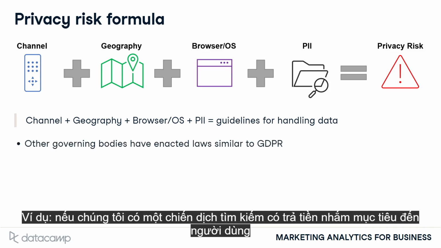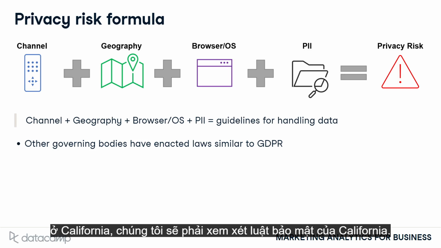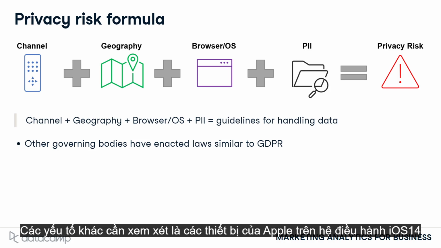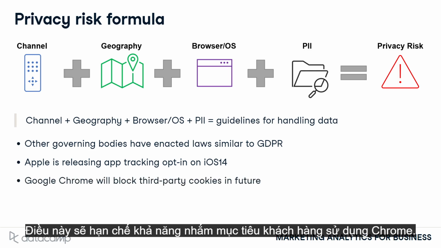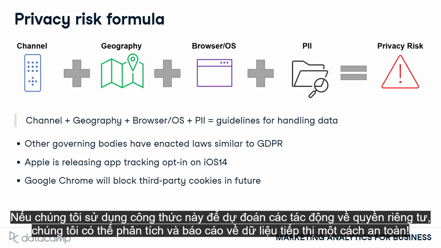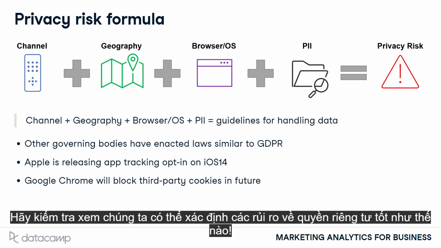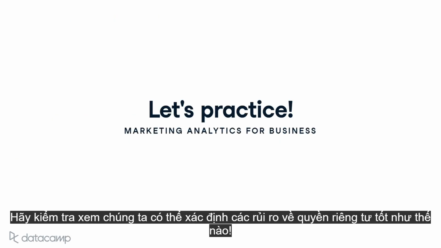For example, if we have a paid search campaign targeting users in California, we will have to consider California's privacy laws. Other factors to consider are that Apple devices on the iOS 14 operating system are moving to opt-in tracking, and in the future, Google Chrome will block third-party cookies. This will limit the ability to target customers using Chrome. If we use this formula to anticipate privacy implications, we can safely analyze and report on marketing data. Let's test out how well we can identify privacy risks.